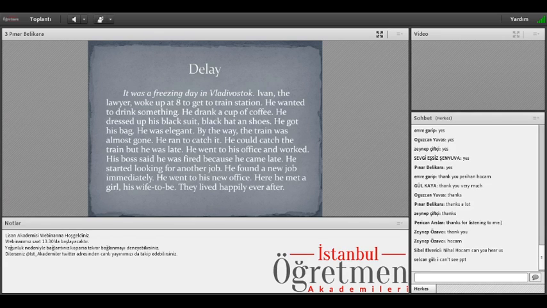He dressed up and he was elegant. The train was almost gone. He ran to catch it, etc. He was late for work, and the boss fired him. Then he started looking for another job, and immediately he found a job the same day. And he met a girl in the new office, his wife to be, and it was a happy ending.